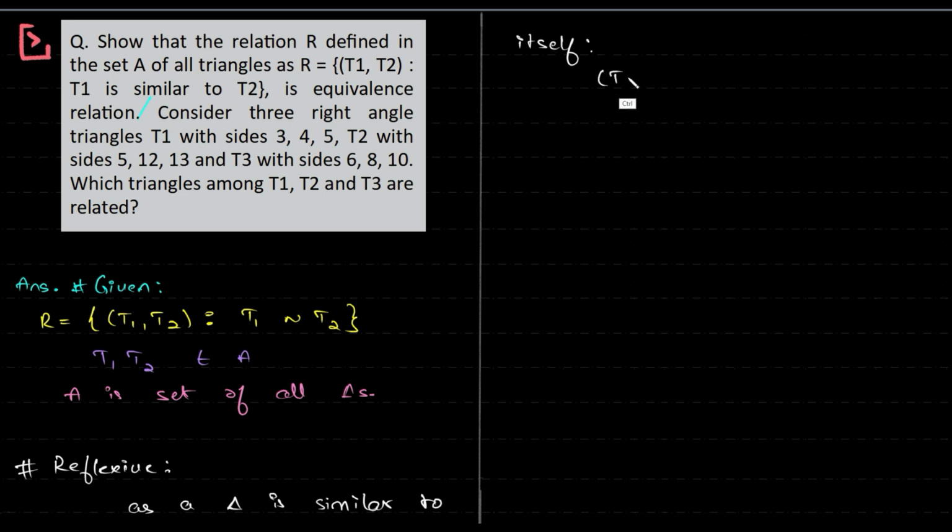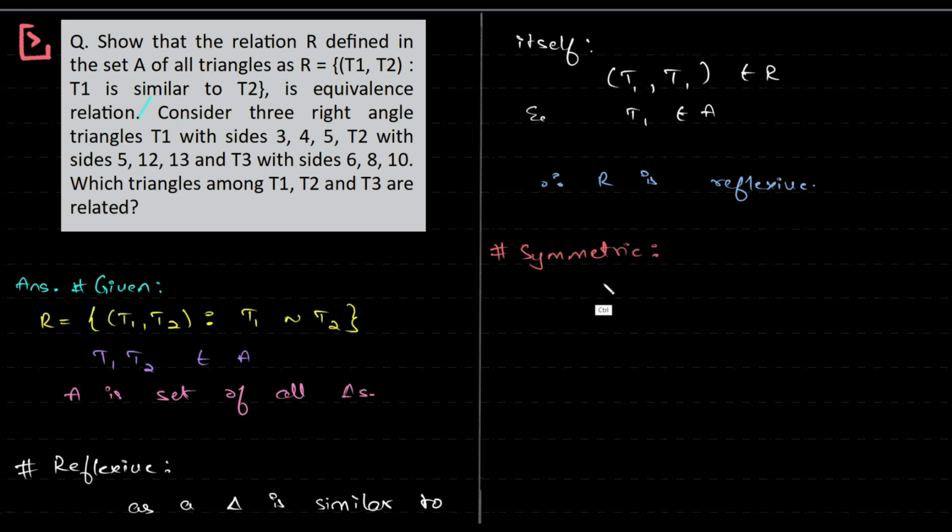So (T1, T1) will belong to R, and T1 is part of set A, therefore R is reflexive. Next we're looking at symmetric. I was thinking of transitive. We'll do symmetric first. Actually any order is okay.